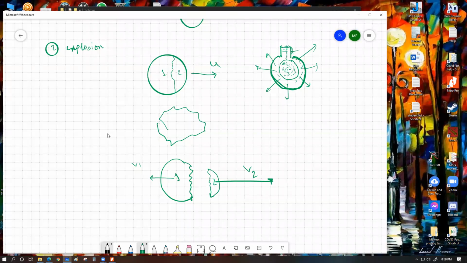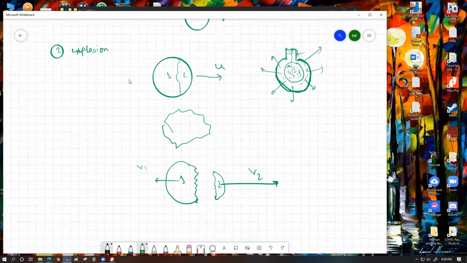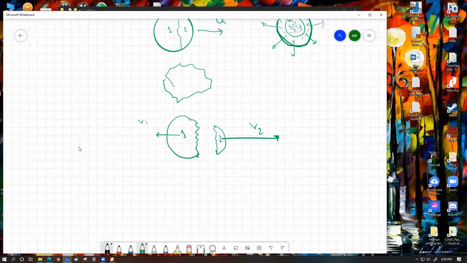Whenever one single object breaks down into multiple pieces, that is the example that we call explosion, which is basically perfectly opposite of what happened here. This is the case for merge. Two objects became one. Here, one object became two. So in this scenario, we can rewrite the original equation like this: m1 plus m2 multiplied by u, the common initial velocity, should be equal to m1 v1 plus m2 v2. So that can also happen.